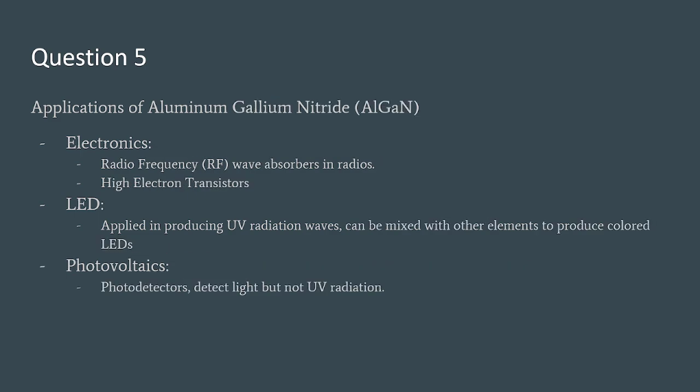And for applications of our second semiconductor, aluminum gallium nitride, AlGaN, in electronics, it's used for radio frequency wave absorbers again, so like aluminum nitride, it works the same function in radios and such, where it can absorb radio waves out of the air. It's also used in high electron mobility transistors. And then for LEDs, it's applied in producing UV radiation waves, and it can be mixed with other elements too to produce colored LEDs. And then for photovoltaics, it's used in photodetectors, which can detect light but not UV radiation as well.